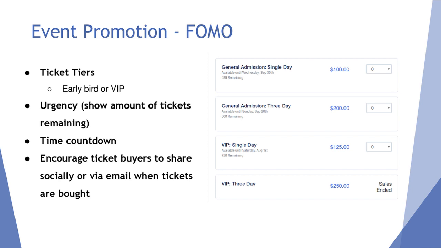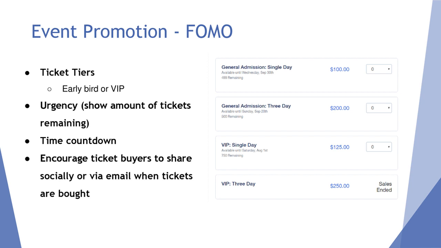So creating early bird versus VIP. If somebody sees an early bird ticket versus a last minute ticket, and they realize that the early bird ticket is $10 or $20 less, that is going to drive them and really urge them to buy their ticket earlier. So this is a mechanism that you can use to drive early ticket sales.